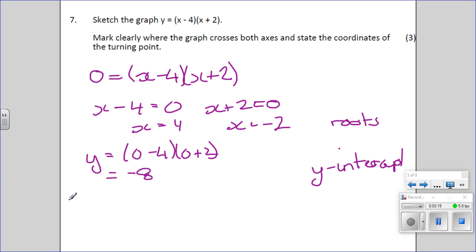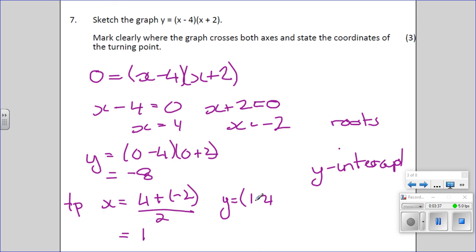Okay, so the next thing we want is our turning point. We get the x value by taking our two roots, so 4 plus negative 2, and then dividing by 2. So 4 plus negative 2 gets you 2, divided by 2 gets you 1, and then the y part is going to be (1 minus 4)(1 plus 2). So 1 minus 4 is negative 3, 1 plus 2 is 3, negative 3 times 3 is negative 9. So our turning point is at (1, negative 9).